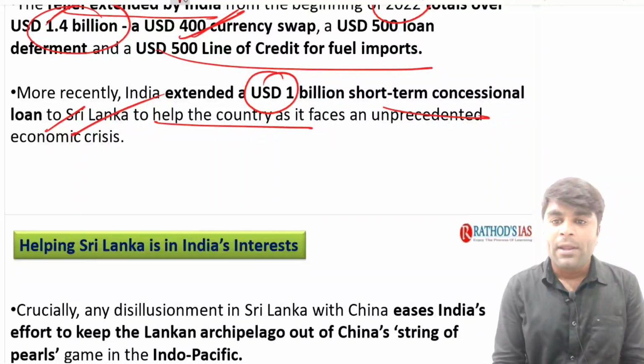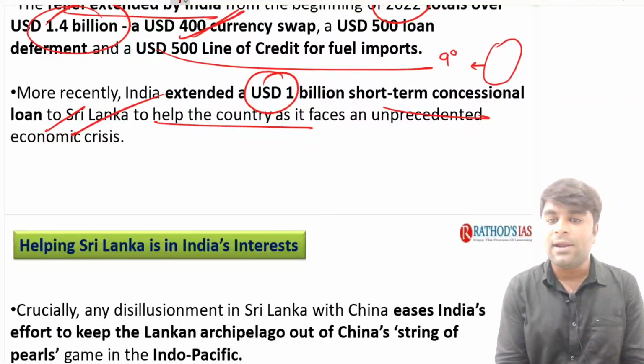You might have understood in international relations that the Hambantota port, which is located in Sri Lanka, was leased for 99 years to the Chinese government.